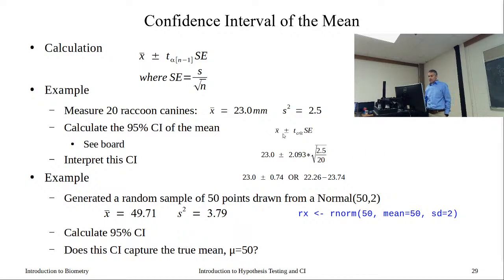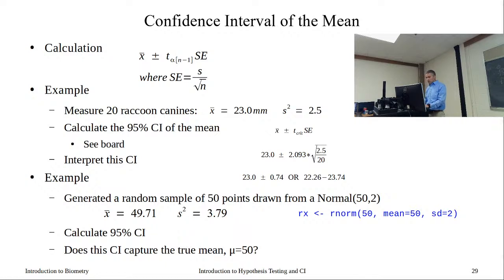But then I get, so this 2.093 times the standard error gives us 0.74. So our 95% confidence interval is 23 plus or minus 0.74. Or we can express it as a range, so take 23 minus 0.74 and 23 plus 0.74 to get 22.26 up to 23.74.